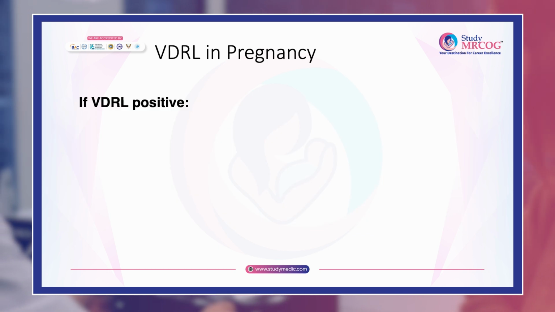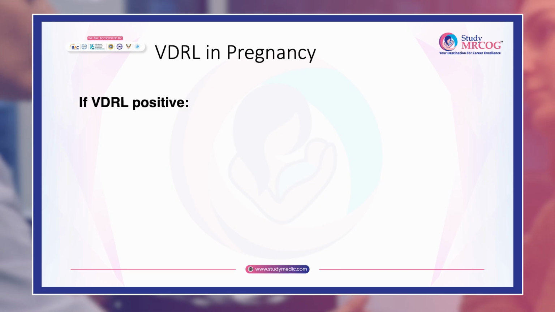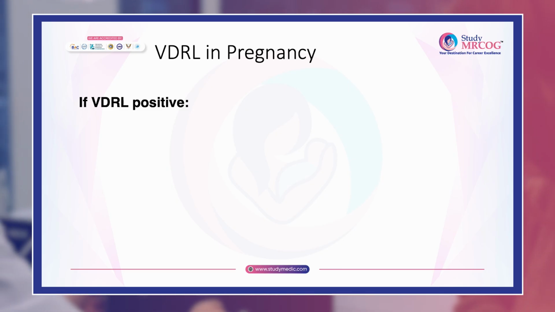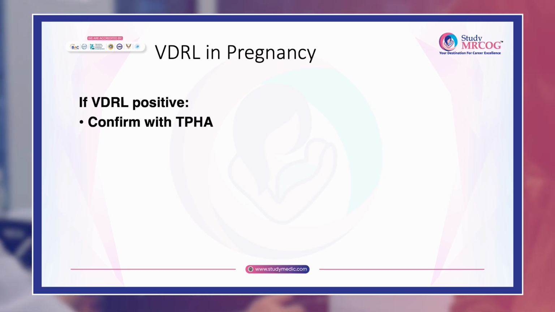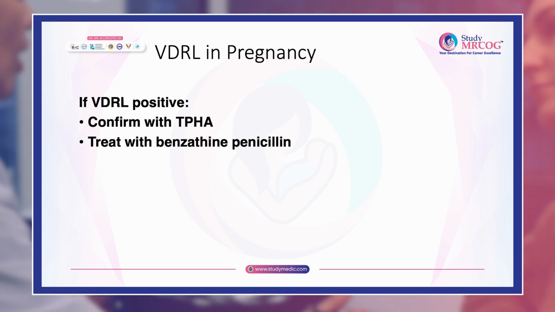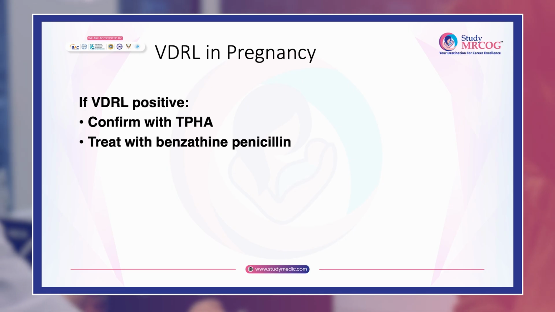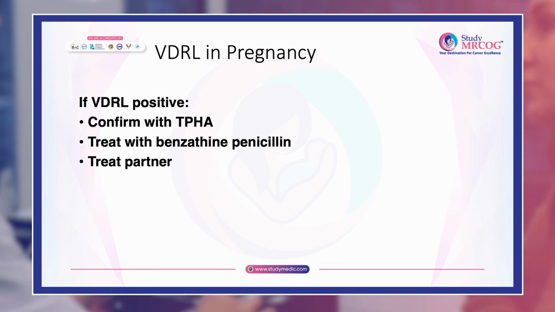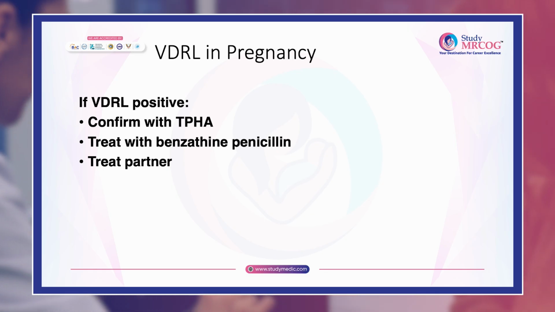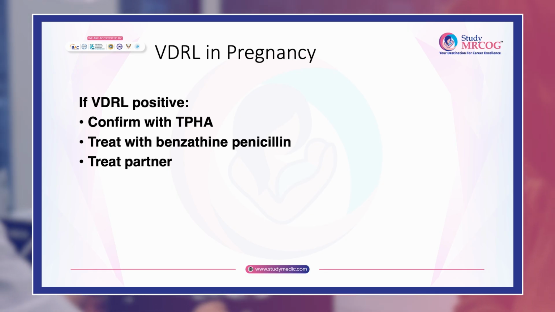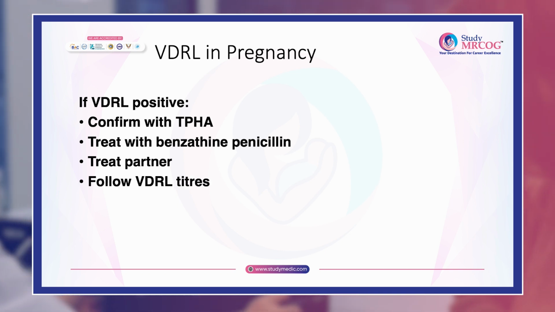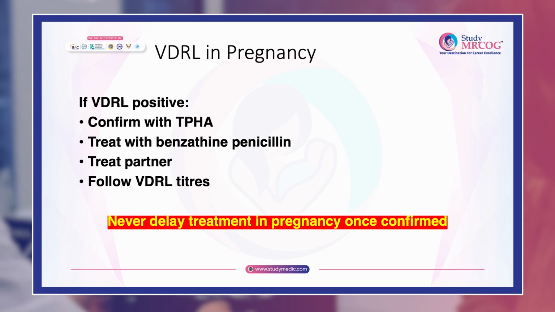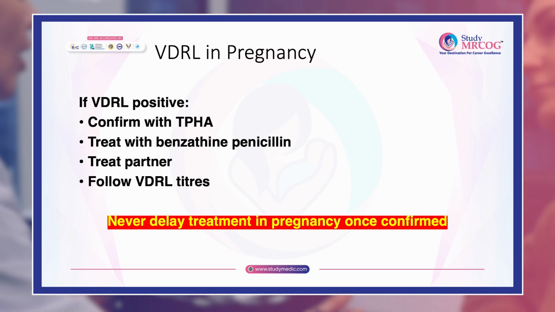It is important to understand the management of VDRL in pregnancy. If the VDRL is positive in pregnancy, then we need to confirm with TPHA, and once it is confirmed, we need to start treatment with benzathine penicillin, and we should not delay the treatment. We should also do a partner checkup and treat the partner as necessary, and we need to follow the VDRL titers to assess response. In pregnancy, the treatment should not be delayed.